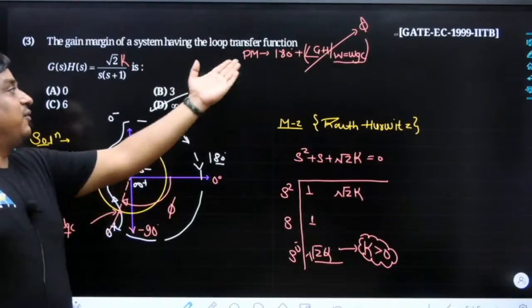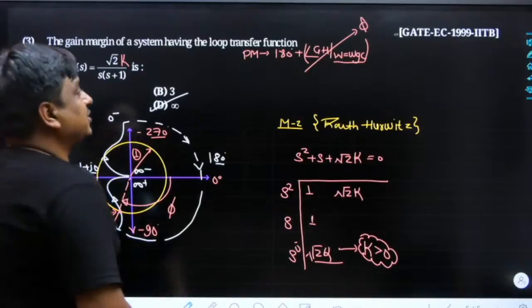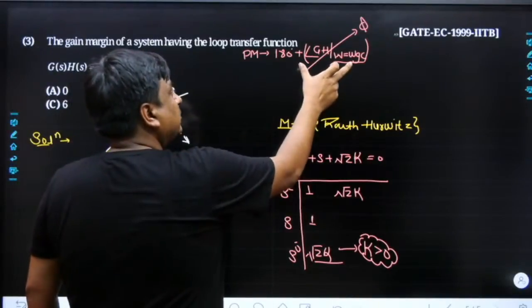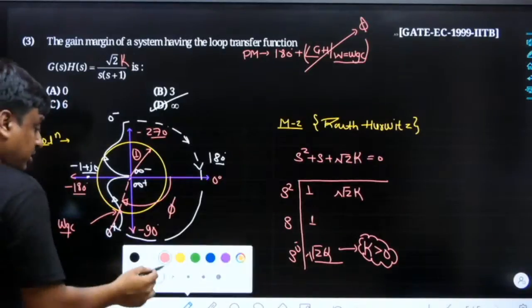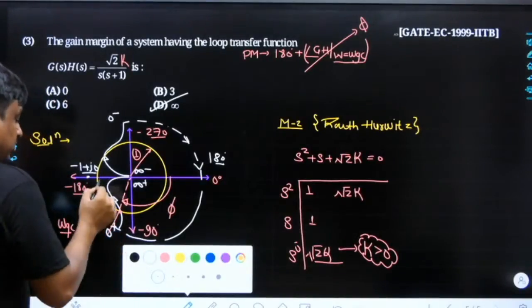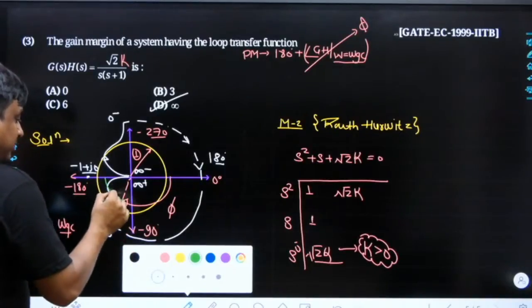So obviously, the formula had come from there only. Just try to understand, this angle is always going to be negative, and this angle had been taken positive. If you talk about this value, this has been the phase margin.